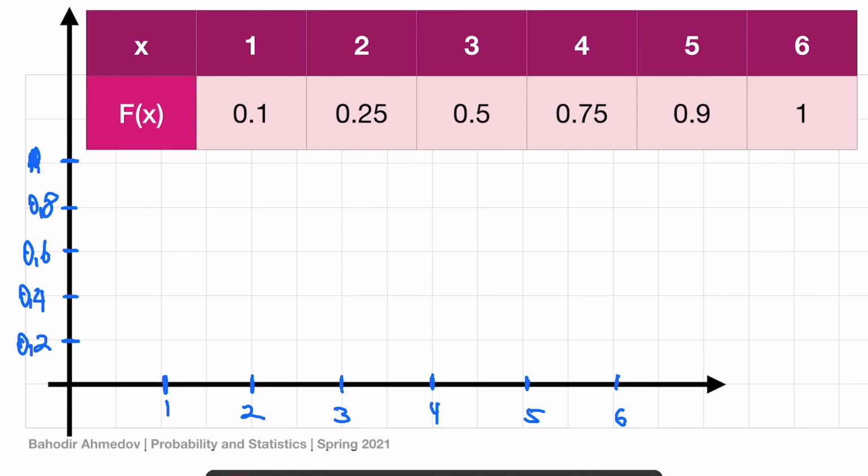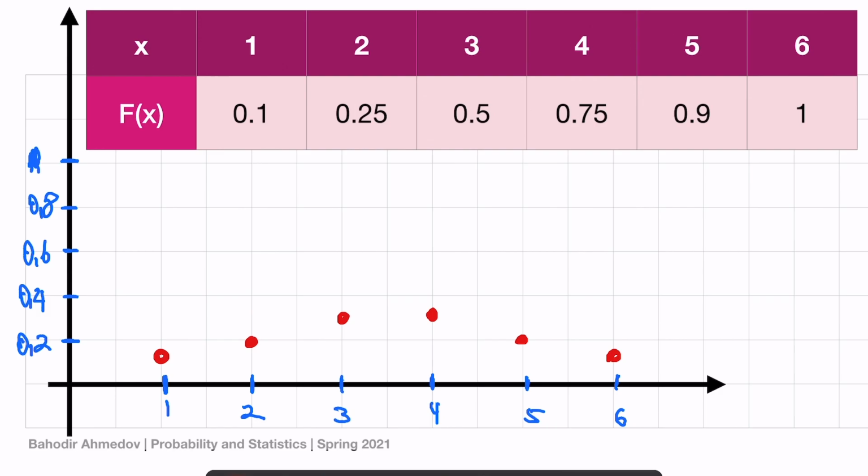So let's try to sketch the PMF first of all. What is the probability that x is equal to 1? Do you remember this table? Sorry, I don't have this table here. But if you remember, it was 0.1, right? So the probability that x is equal to 2 was 0.15, right? The probability that x is equal to 3 is 0.25. x equal to 4 is 0.25. x equal to 5 is 0.15. Then x equal to 6 is 0.1 again.